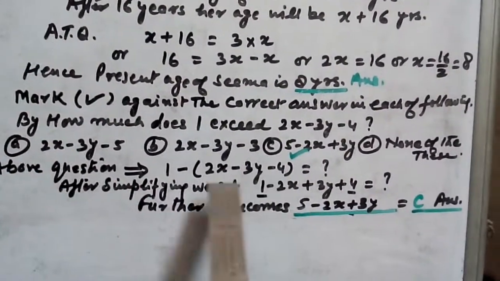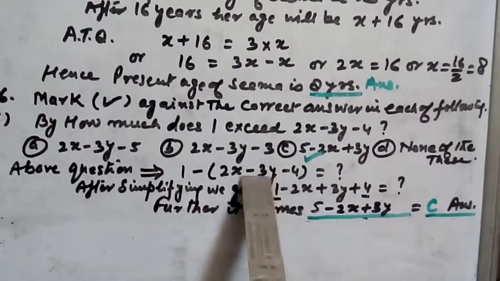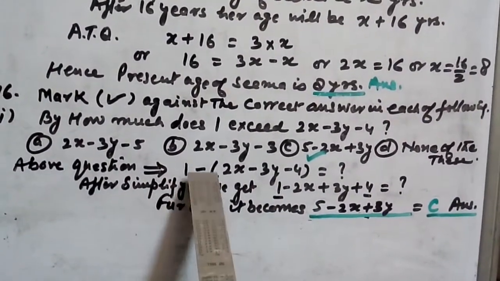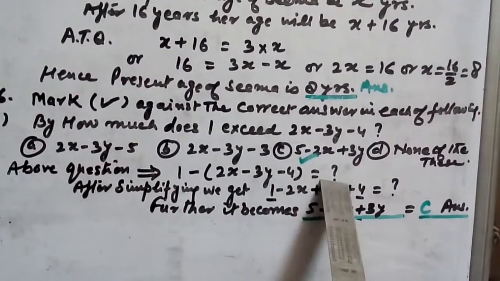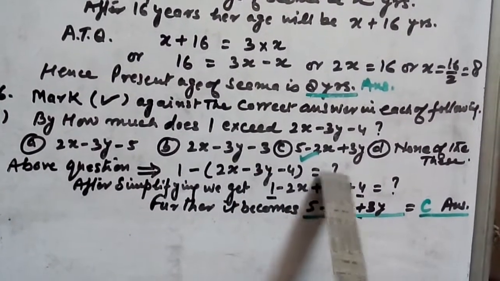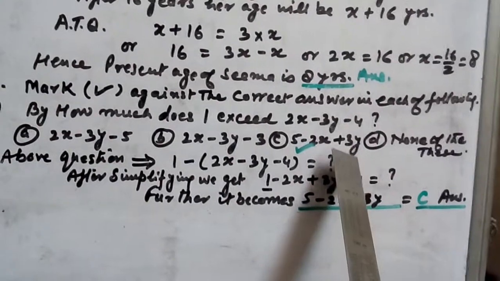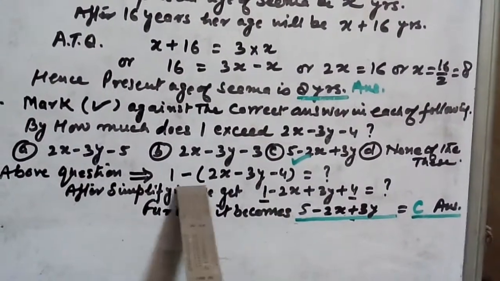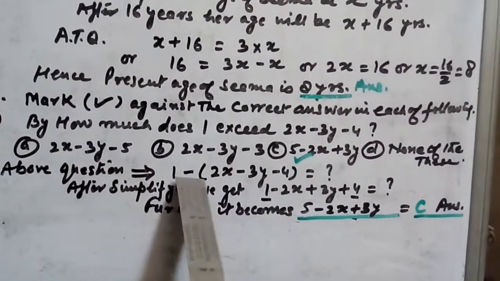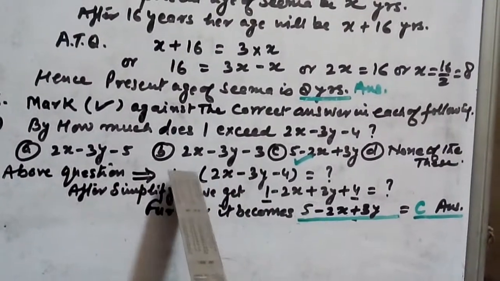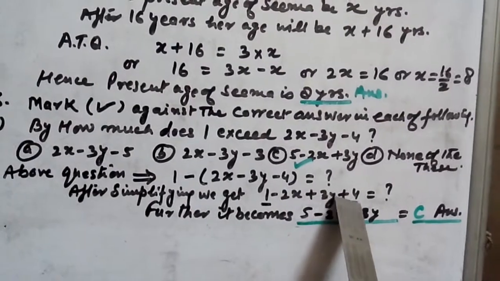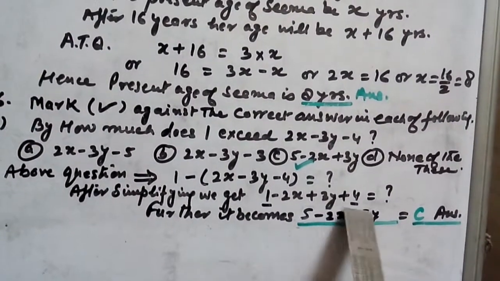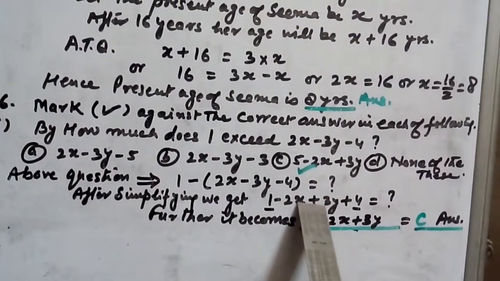Similar is the case here. How much does 1 exceed this? Then we have to subtract this algebraic expression from 1, like this is equal to what? How much does it exceed? Therefore, I have made it a question mark. So after simplifying, we get 1 minus 2x, and minus minus plus 3y, and minus minus again gives plus 4. Now solving it, we get further 4 and 1 is 5, minus 2x plus 3y.